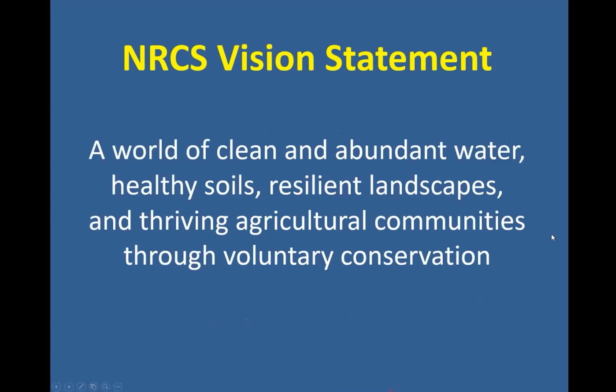So our vision statement is a world of clean and abundant water, healthy soils, resilient landscapes, and thriving agricultural communities through voluntary conservation. And that's very key, is that we're all in this line of work because we want to leave, this is the way I always look at it, our natural resources in a better place than where we got them. We always want to improve on them so the next generation can improve on those, just like we've improved from those Dust Bowl days to where we're at today.